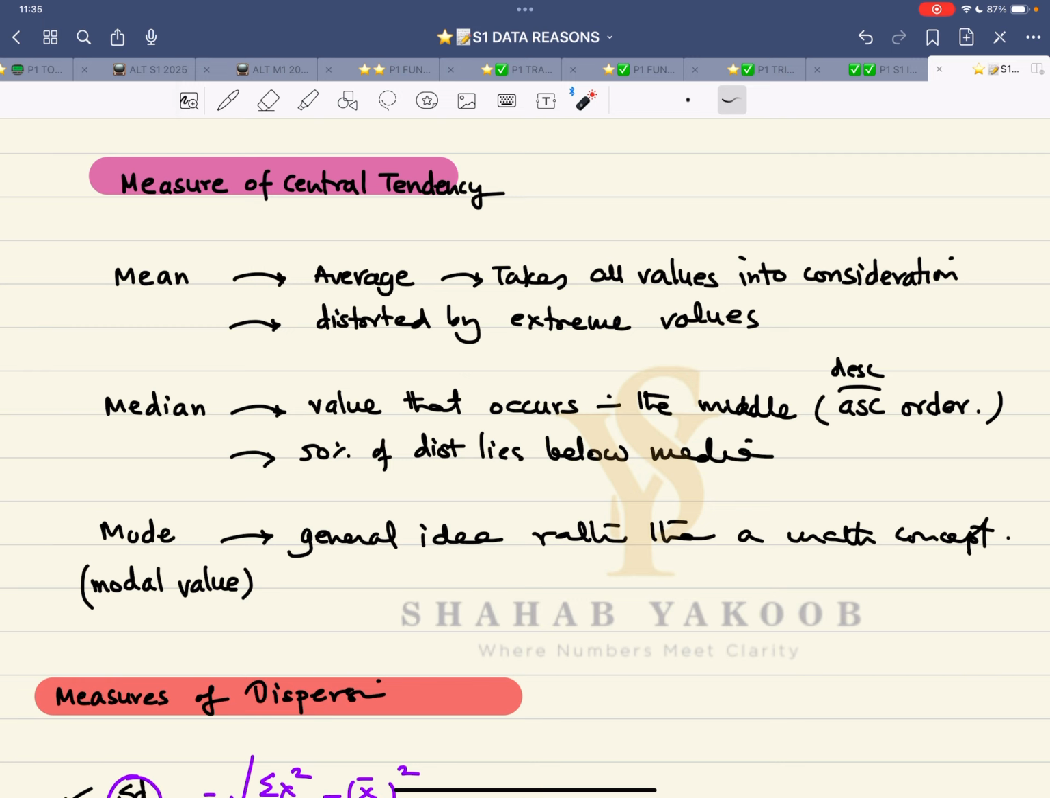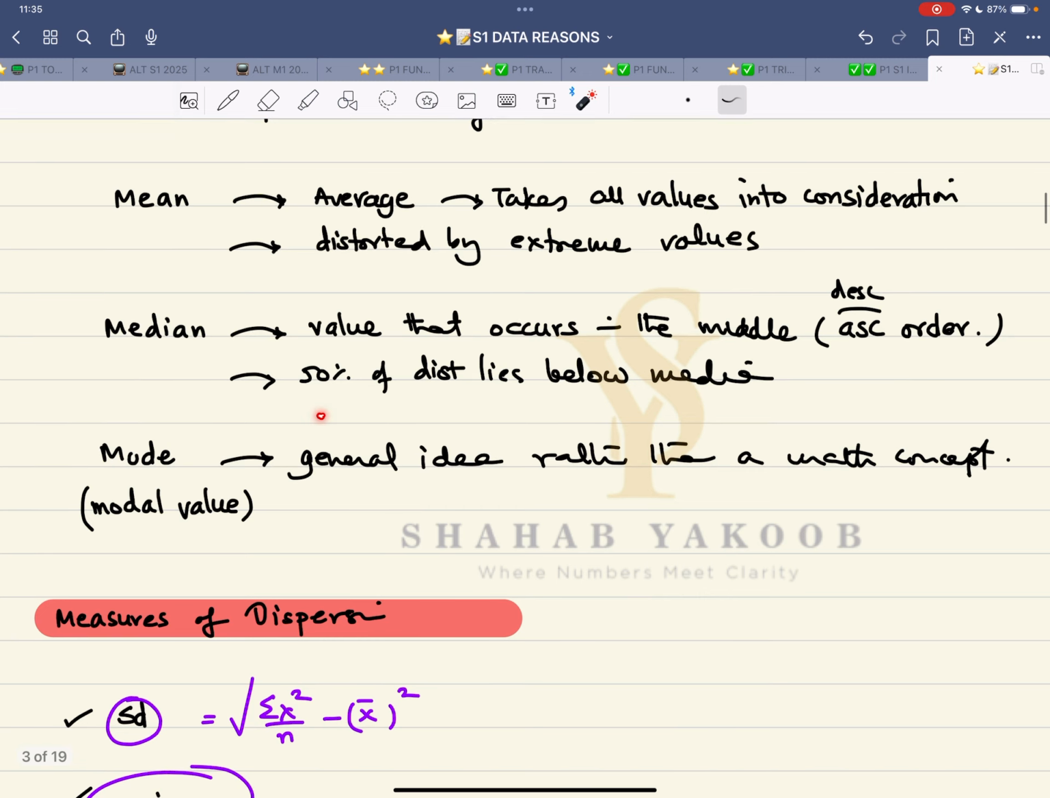What about median? Value that occurs in the middle. For that, we have to make sure that things are arranged in ascending order. That is the rule. 50% of the distribution lies below the median, 50% of the distribution lies above the median. It's the middle value. What is mode? It's just a general idea rather than a mathematical concept. And if we talk about a class interval, for example, x lies between 10 and 19, we would talk about the modal value or the modal class.